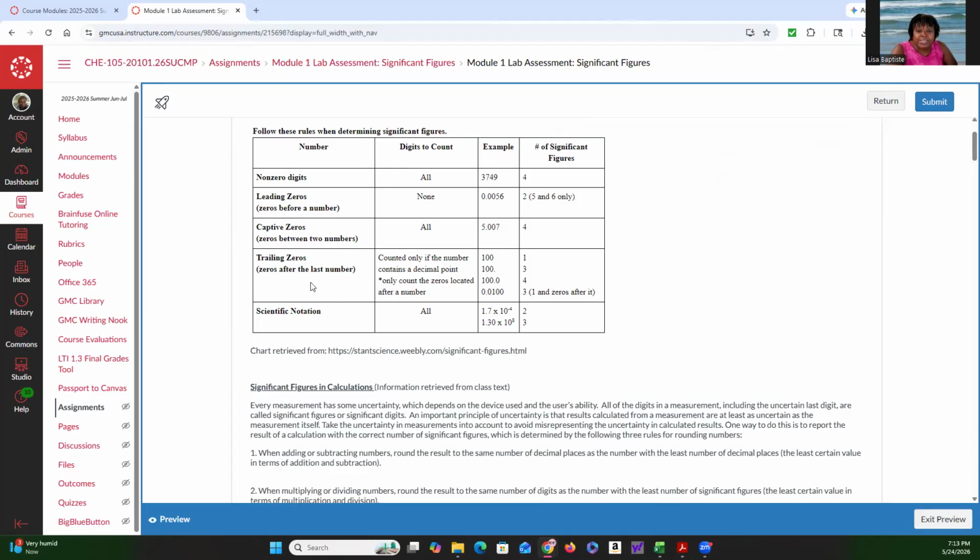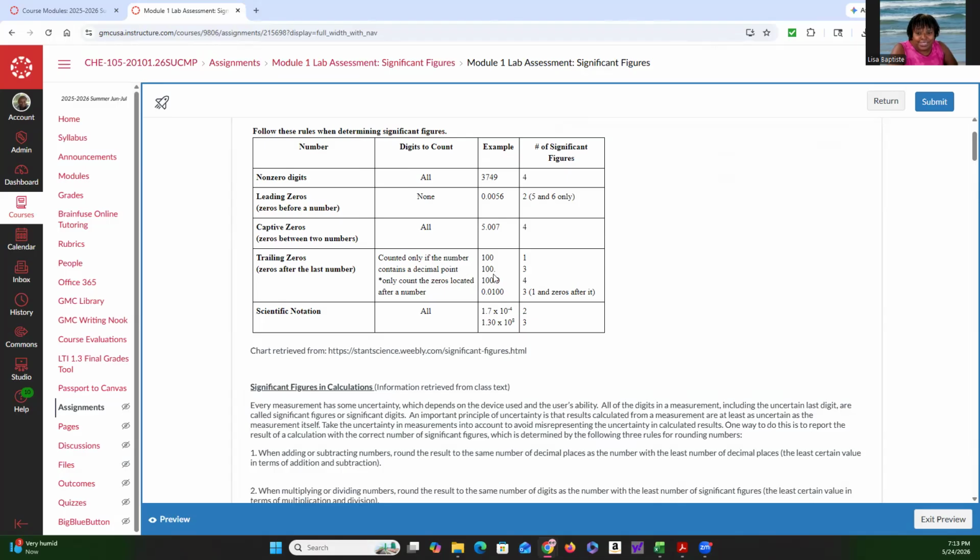Trailing zeros. These are zeros after the last number. And so there are a couple of categories that trailing zeros fall under. If there is a decimal point, it has to be a visible decimal, then the zeros count. If there is no visible decimal in the number, then the zeros do not count, but they are called placeholders. So the number 100, there's no visible decimal here, so only that one.